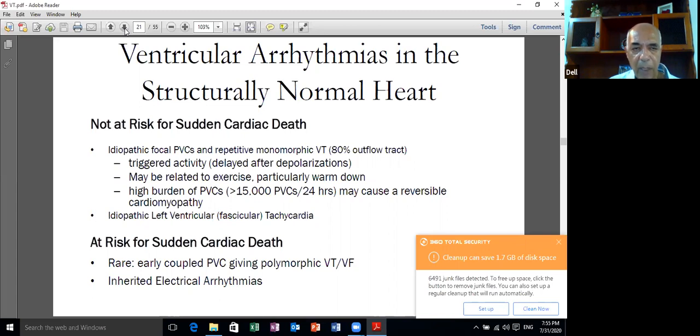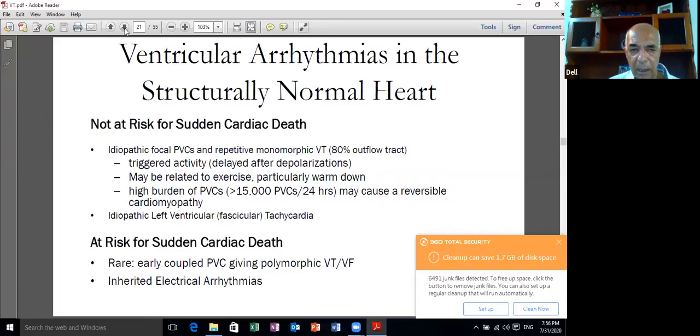The group without risk of sudden cardiac death and contraindication for ICD implantation includes idiopathic focal PVC and repetitive monomorphic ventricular tachycardia. 80% of these arrhythmias arise from the outflow tract of both ventricles, essentially the right, and to a lesser extent from the sinus of Valsalva or the left ventricular outflow tract. These arrhythmias are usually due to triggered activity, delayed afterdepolarization.